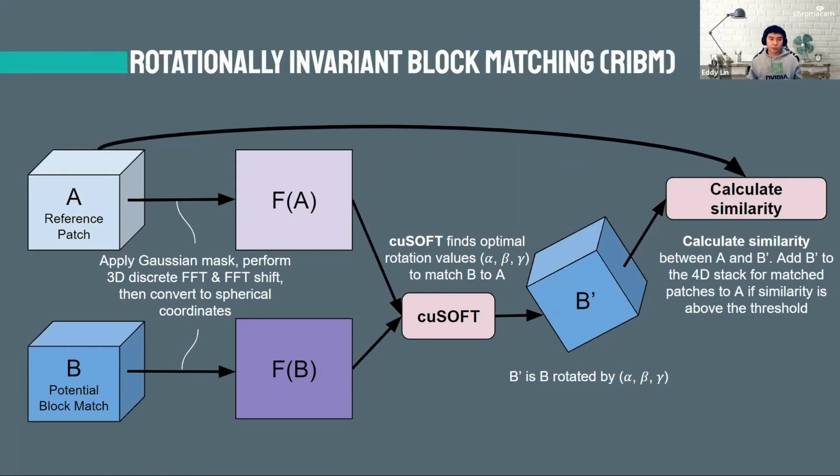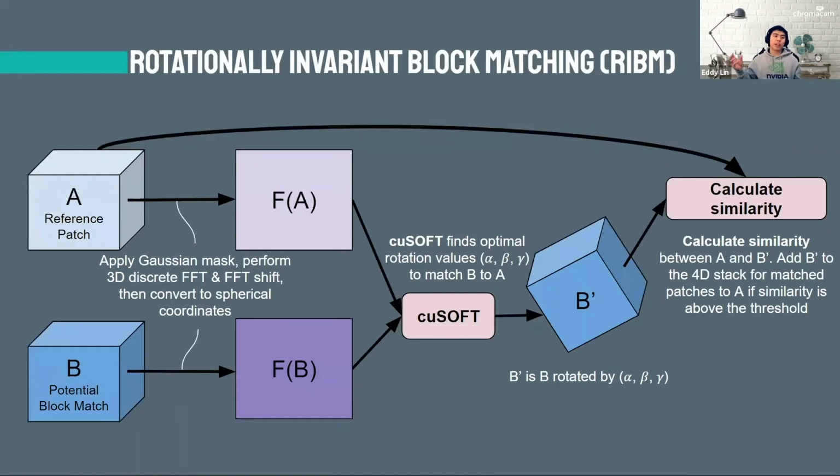Using those spherical coordinates, we pass it into a library of kernel functions called QSoft, which we have implemented from an implementation we found called soft. And of course, we had to change those implementations to use CUDA acceleration, and that's why we call it QSoft. QSoft finds optimal rotation values to match B to A.